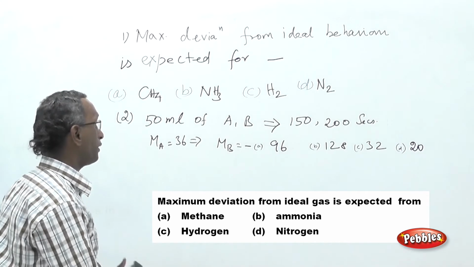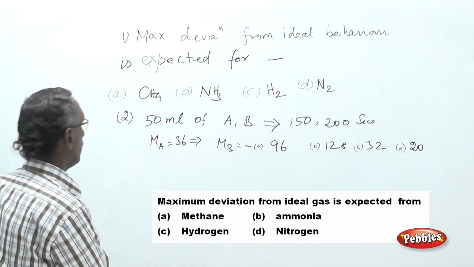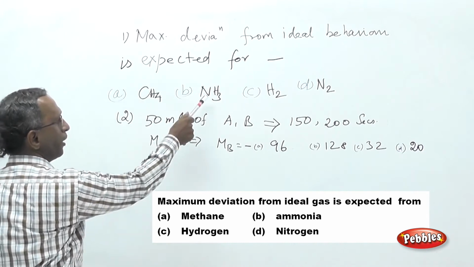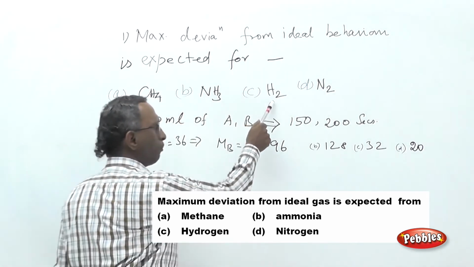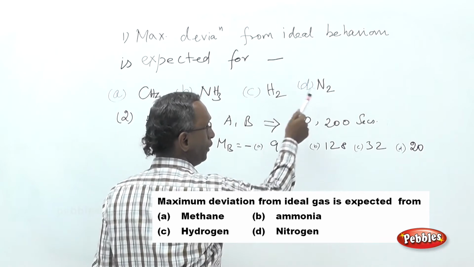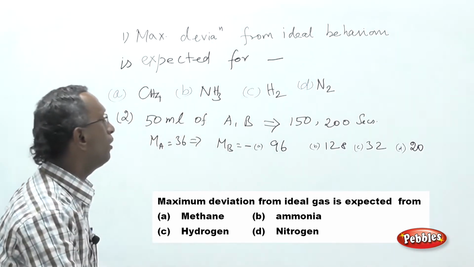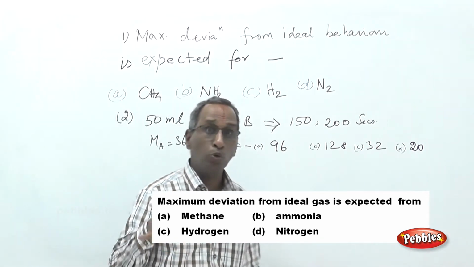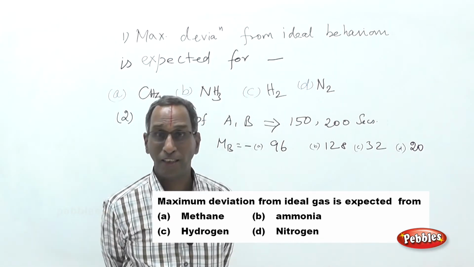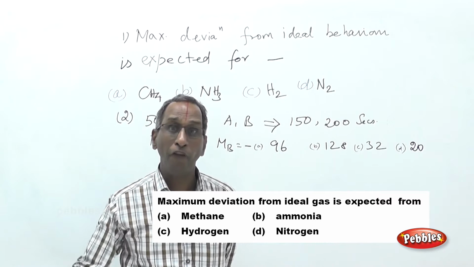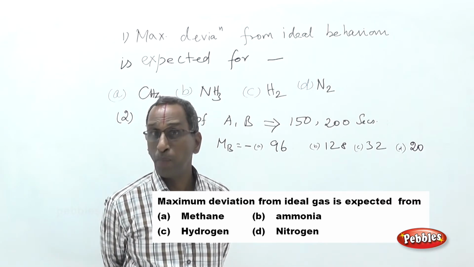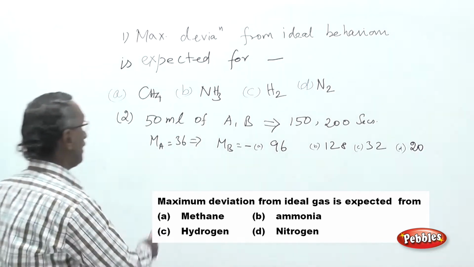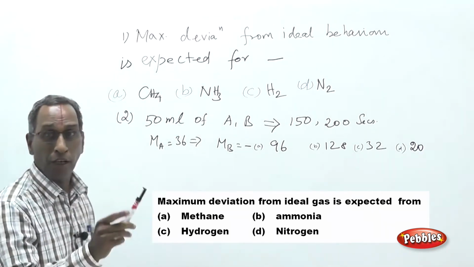In such cases, let us compare: methane CH4, ammonia NH3, hydrogen molecule or dihydrogen H2, and dinitrogen or nitrogen molecule N2. Gases are divided into two types: permanent gases, and gases having affinity towards water. Permanent gases means they do not have affinity towards water. Methane does not have affinity towards water.